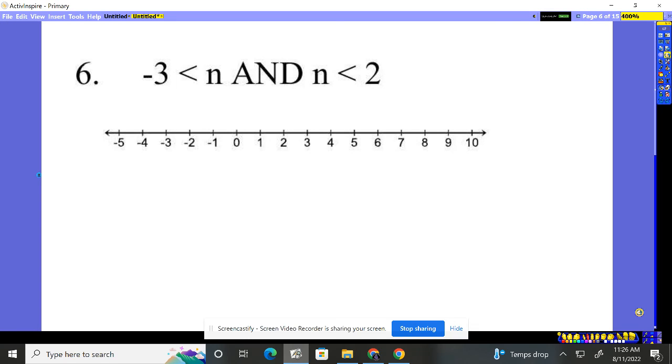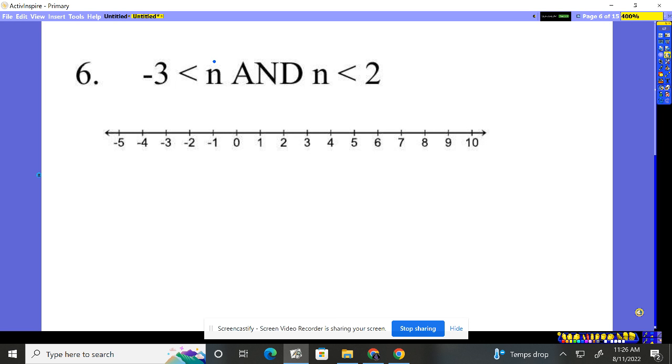Number 6, we want n to be bigger than -3. It says -3 is less than n. In other words, n is bigger. We're looking for numbers where the monster, the alligator, is eating the n. We want numbers bigger than -3. And at the same time, though, we need them to be less than 2.